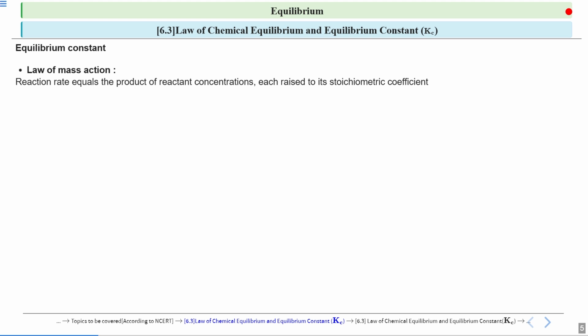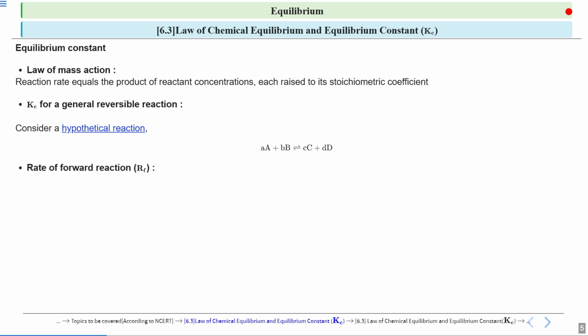And what is the variation? How does the rate vary according to the concentration? It varies according to the stoichiometric coefficient. Now, if you apply this law of mass action, you will be able to find the Kc. Suppose we have a hypothetical reaction, aA plus bB giving cC plus dD, where small a, small b, small c and small d are the stoichiometric coefficients of the respective reactants and products.